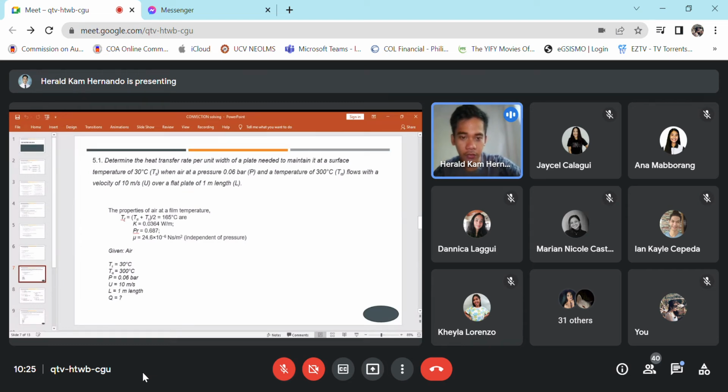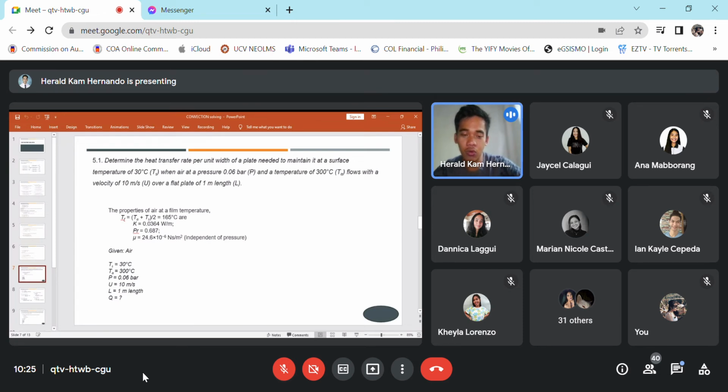To get the film temperature first, we take the fluid temperature plus the surface temperature divided by 2. So 300 plus 30 is 330, divided by 2, giving 165 degrees Celsius. Using this 165 degrees Celsius as our specific temperature, we look up the properties of air at the film temperature.